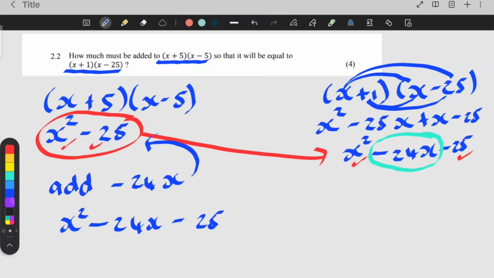Okay, and this question was also for 4 marks. So for multiplying out, and then for seeing that negative 24x, and then for your final answer. Here's the final answer there. This was also 4 marks.